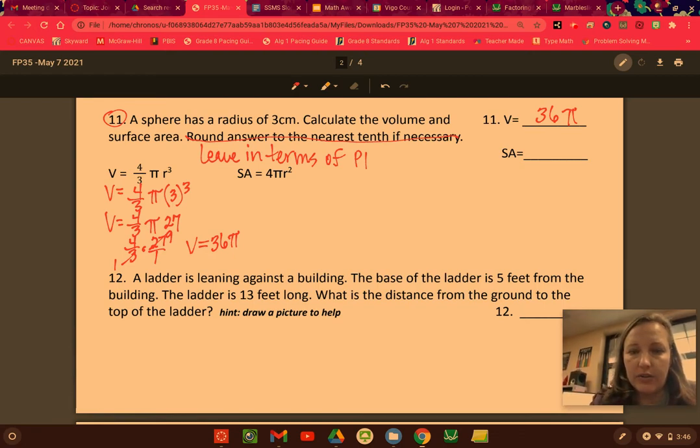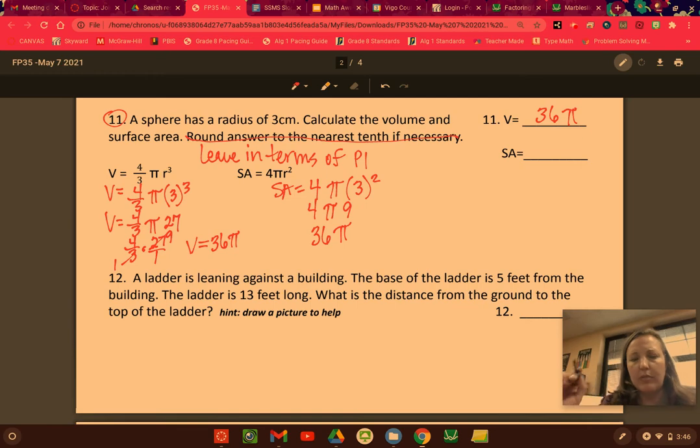So now surface area is 4 pi times the radius squared. Again, we're going to do 4 times pi. 3 squared is 9. 9 times 4 is 36.